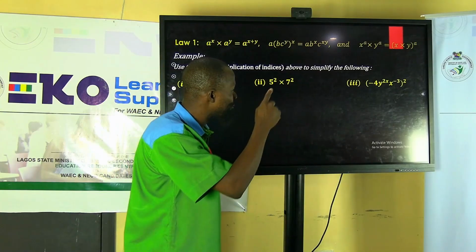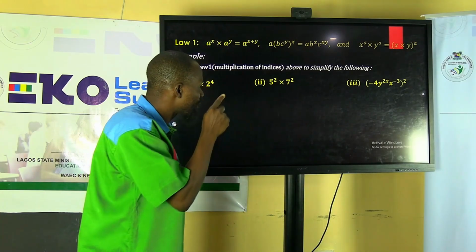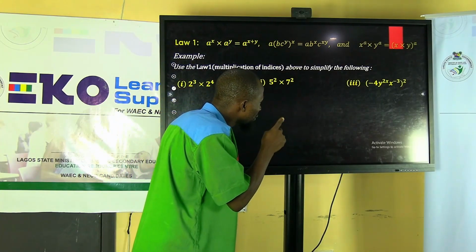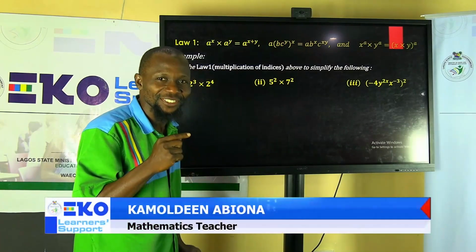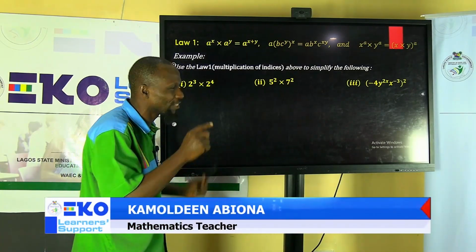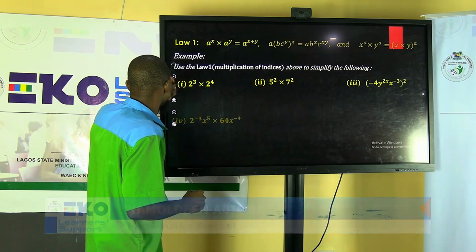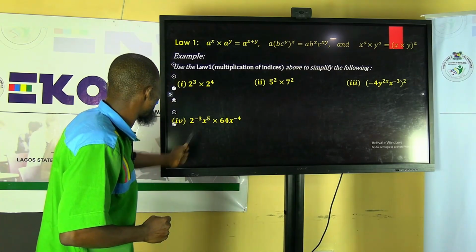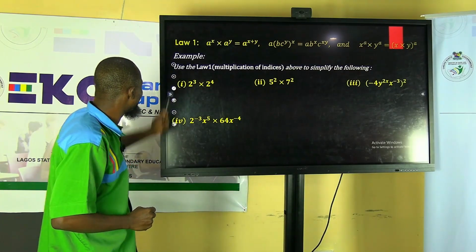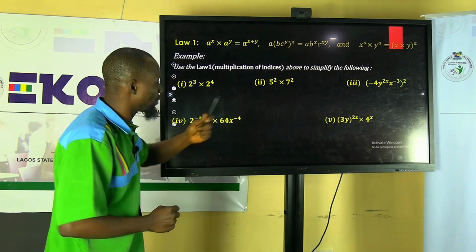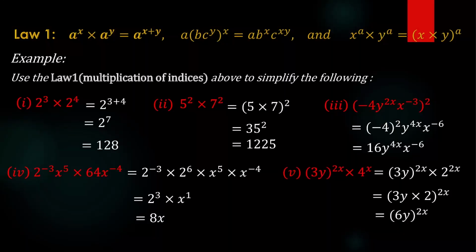The next one is minus 4y squared, y raised to power 2x, my raised to power minus 3, also squared. Just feel comfortable. We can also have a question of this nature. So how do we deal with them? Let's take them one after the other.